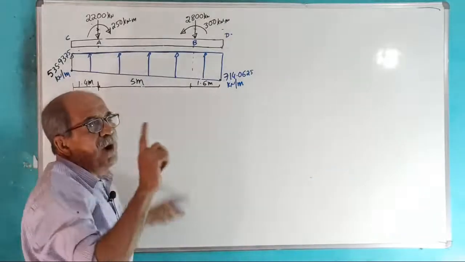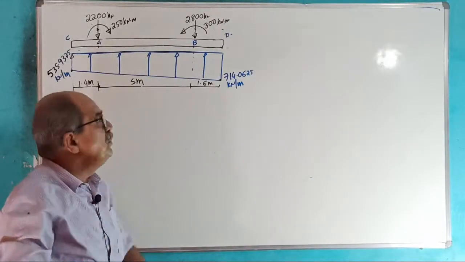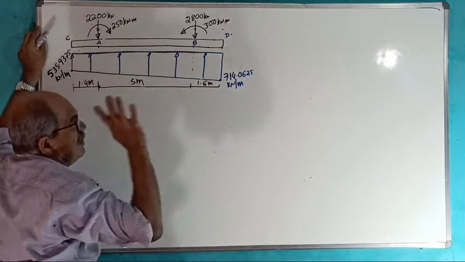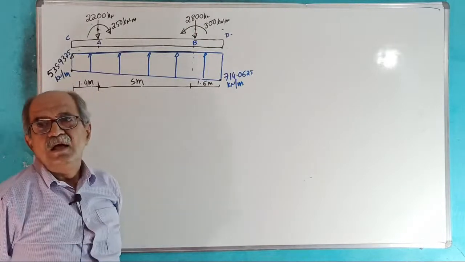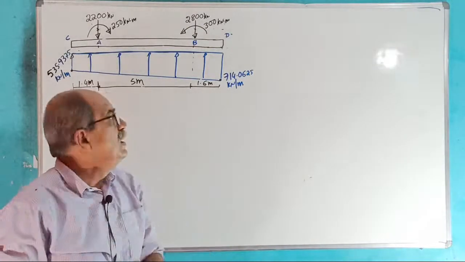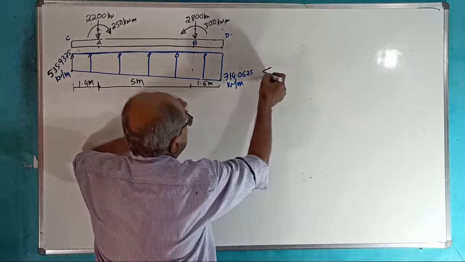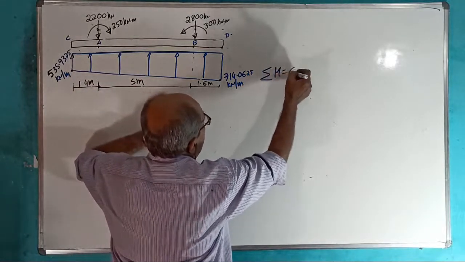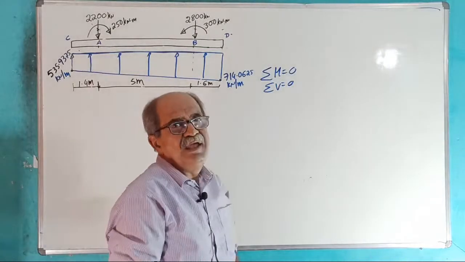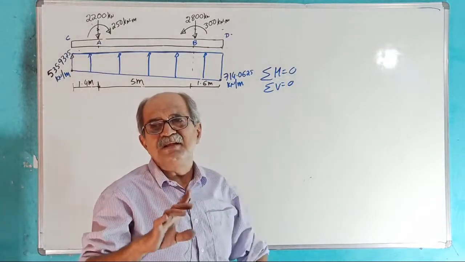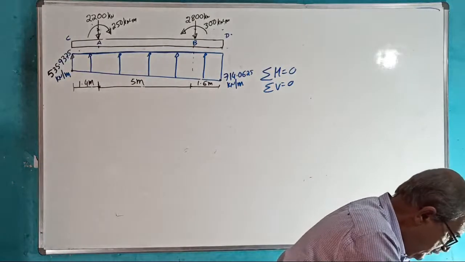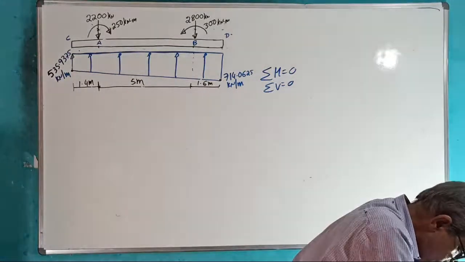Somebody is bound to ask, if you want to draw SFD and BMD, this system should be in equilibrium. Remember, if it is in equilibrium, reactions you have to calculate to satisfy the conditions sigma M equal to 0 and sigma V equal to 0. Yes or no? Tell me. It should satisfy the two basic equilibrium conditions. Sigma H is not there. Sigma M equal to 0 and sigma V equal to 0. Tell me yes or no first.